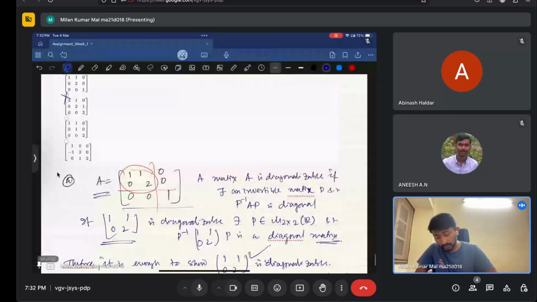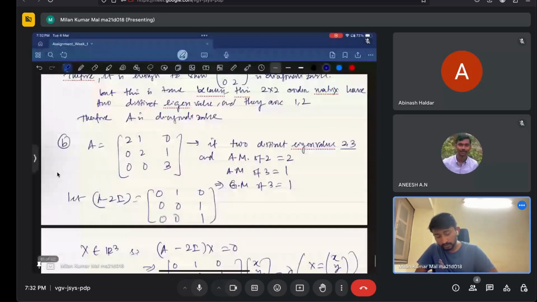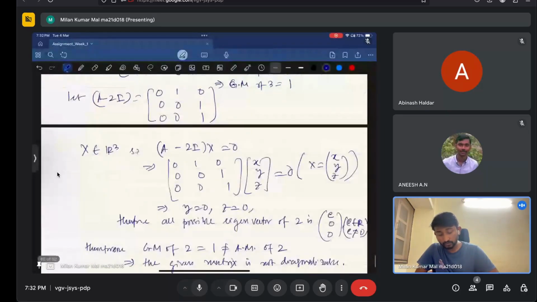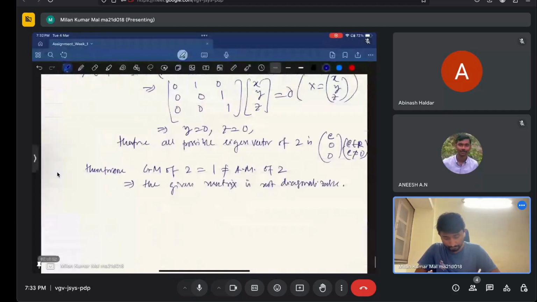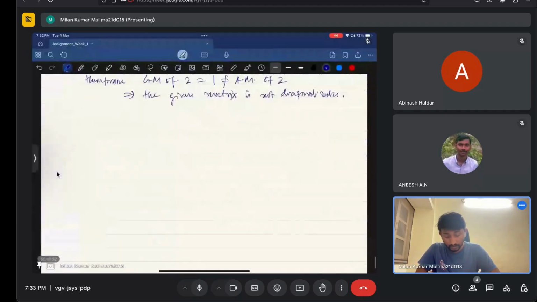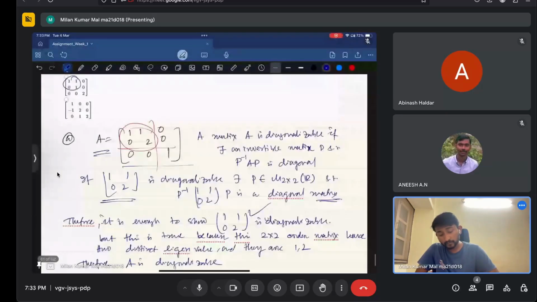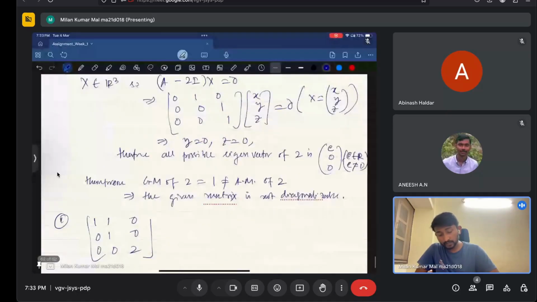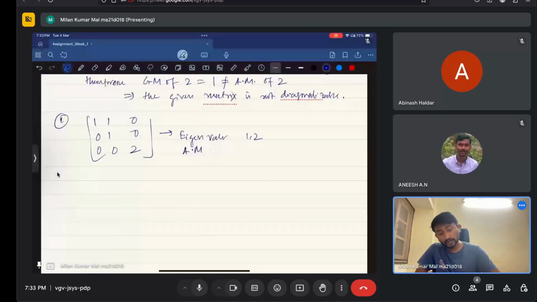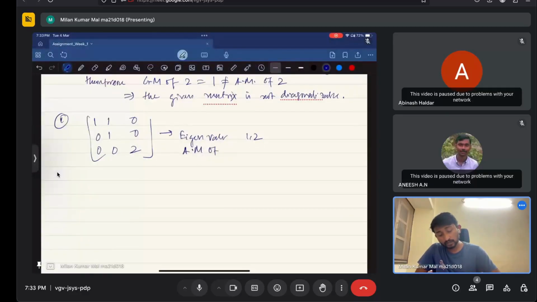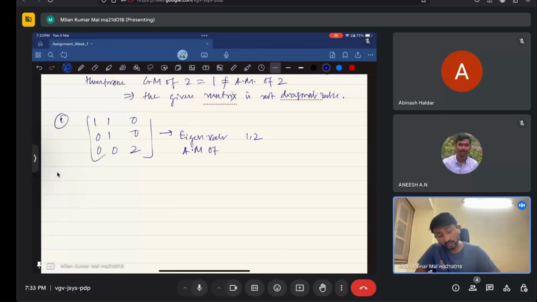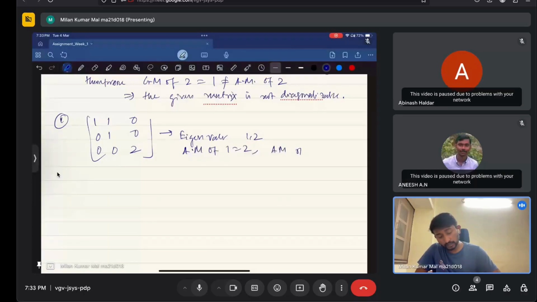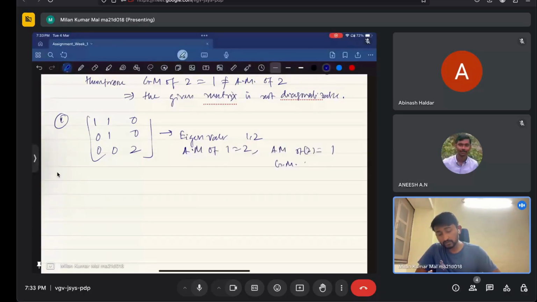So option C, that is 1 1 0, 0 1 0, 0 0 2. I think I have written it correctly. Okay, so this is not diagonalizable because the eigenvalues are 1 and 2. The algebraic multiplicity of 1 is equal to 2 because it has repetition 2, and the algebraic multiplicity of 2 is equal to 1. So the geometric multiplicity of 2 is again 1.